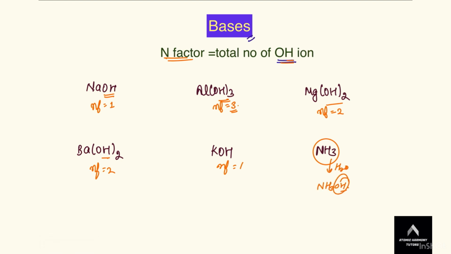Now 1 OH, then n factor is equal to 1. It's a very easy trick. You have to calculate the H ions in case of the acid and OH negative ions in case of the base. Then these both are equal to the n factor of that particular acid or base. Then you can calculate normality, Van 't Hoff factor or whatever, whenever there is a need of n factor. So apply these easy tricks.